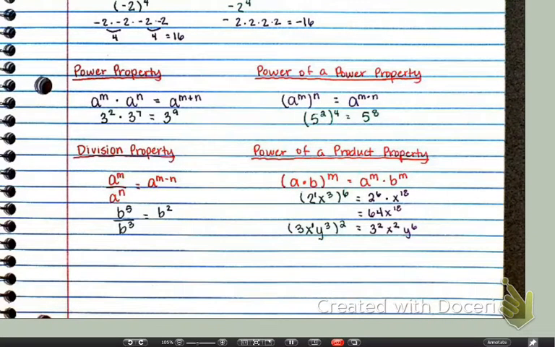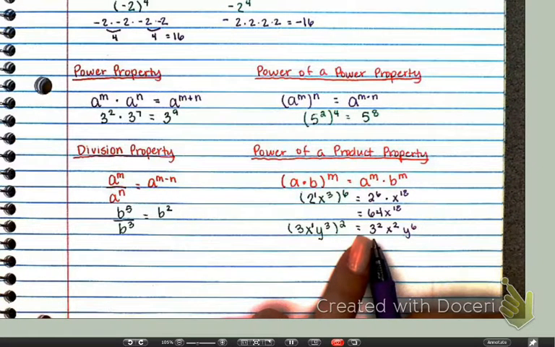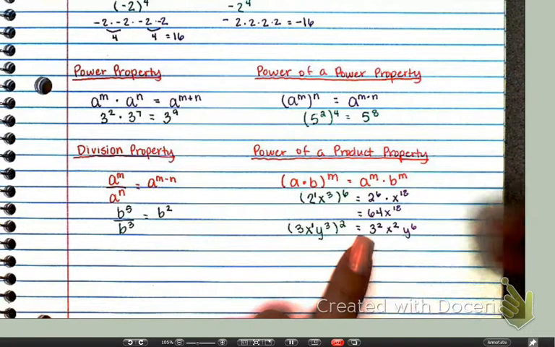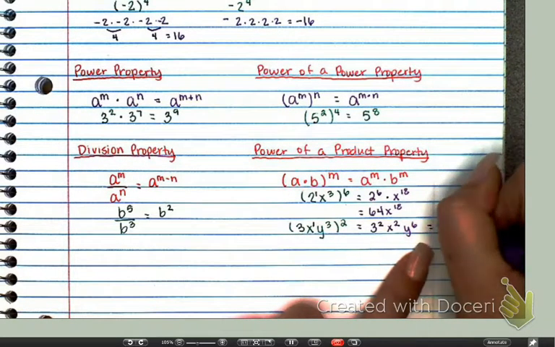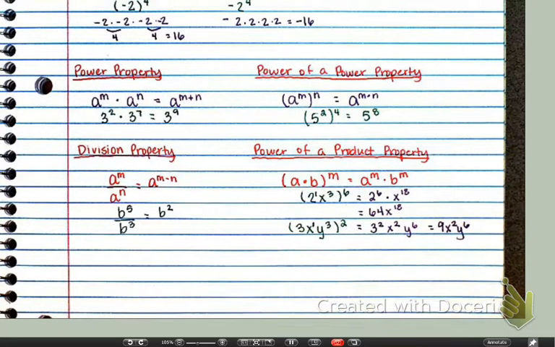Some of you added. Last step that I would ask you to do is actually multiply this out. 3 squared is 9. X squared, Y to the 6th. Okay, one base at a time.